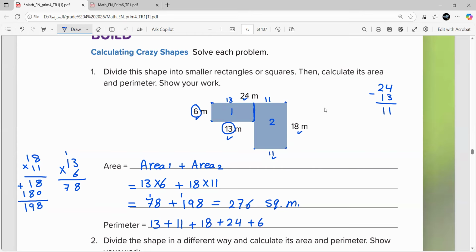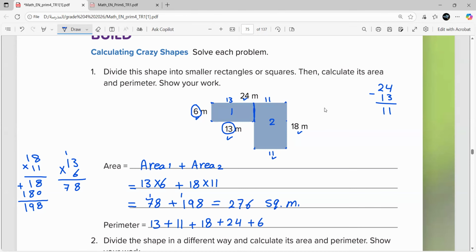13 plus 11 plus 18 plus 24 plus 6. And what about this? Don't forget. This side is unknown. How to find it? This is 18. All this side is 18. And this part only is 6. So this part is 6.